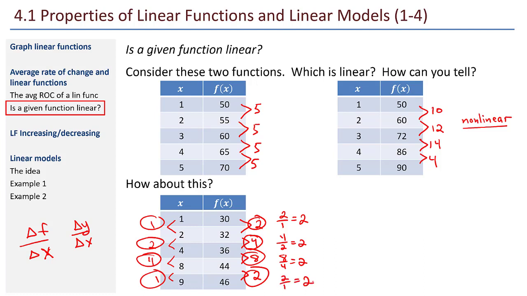And now I can see that I really do have a constant rate of change. It is 2 every time. If I were to graph all those points, 1, 30, 2, 32, 4, 36, 8, 44, 9, 46, those points do lie on a line. Now, the points aren't equally spaced, but that's okay. The points lie on a line, and so this is a linear function.